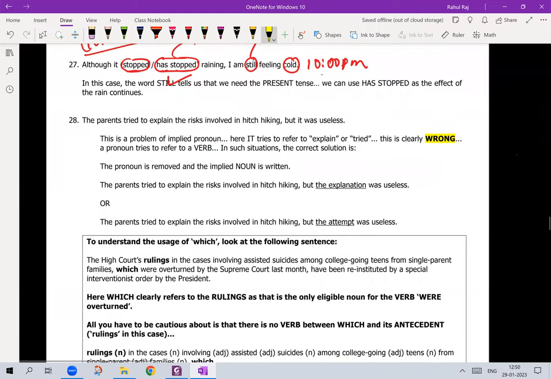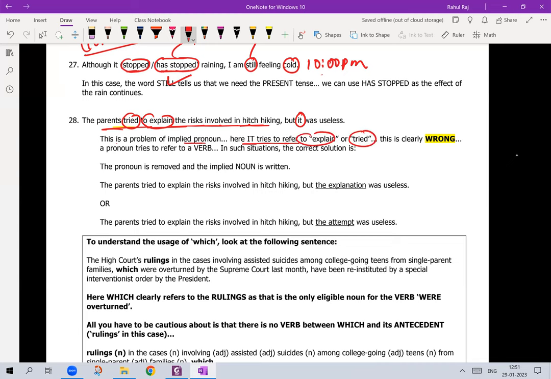Check here now. So it says here, the parent tried to explain the risk involved in hitchhiking, but it was useless. Now tell me, what is it going back to? Think about it. Hitchhiking. Yes. Do you think explanation was useless? But explain is a verb. And tried is also a verb. So a pronoun can never refer to a verb. Pronoun definition is, it should refer back to a noun. That's it. It very clearly says this is a problem of implied pronoun. Here it tries to refer to explain or tried.